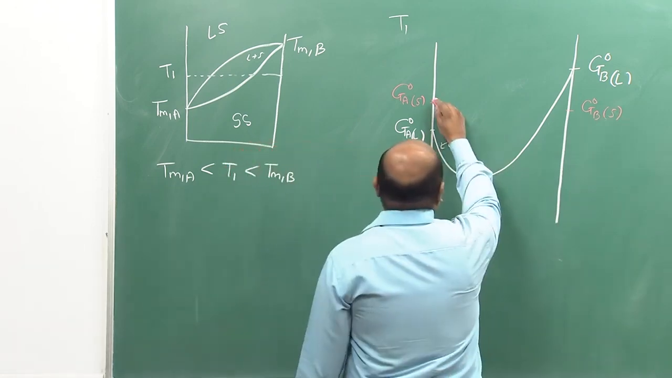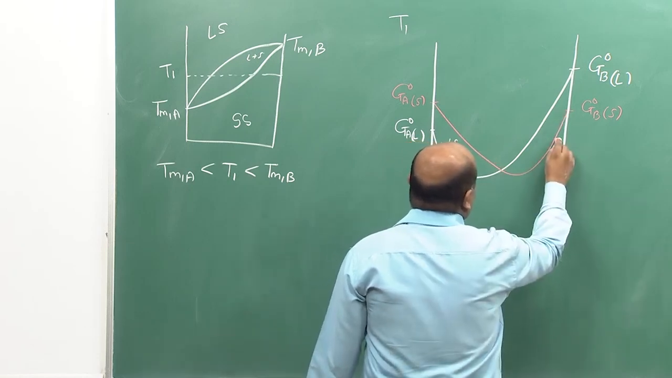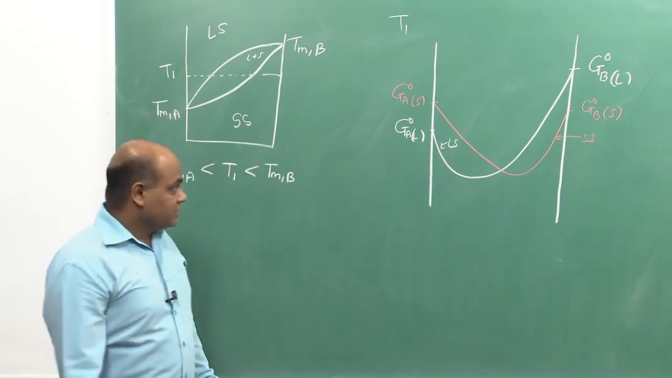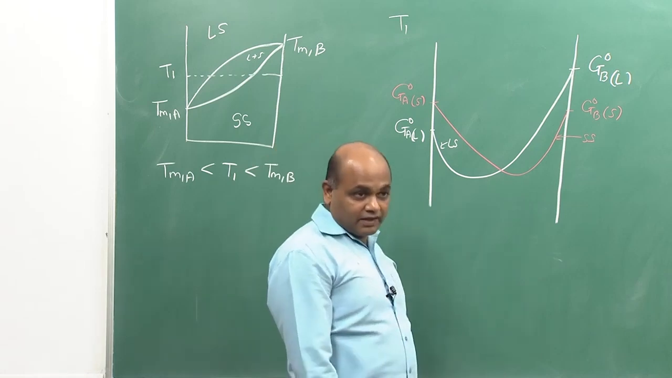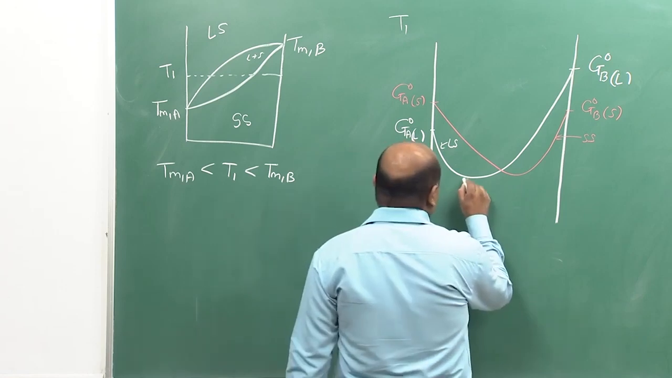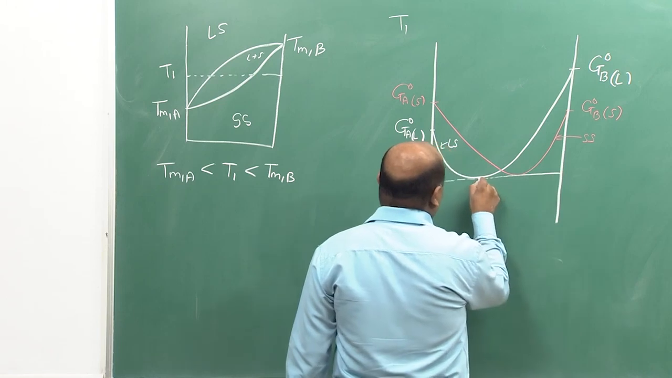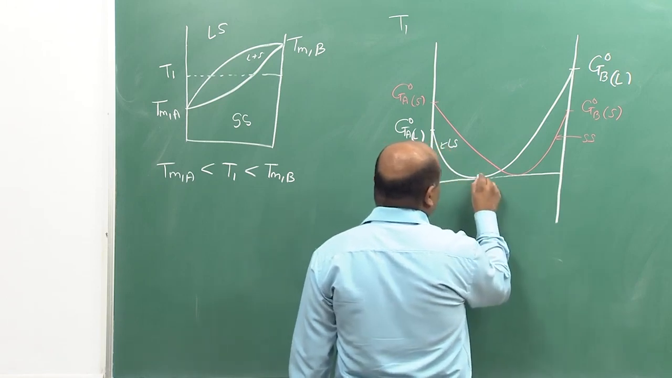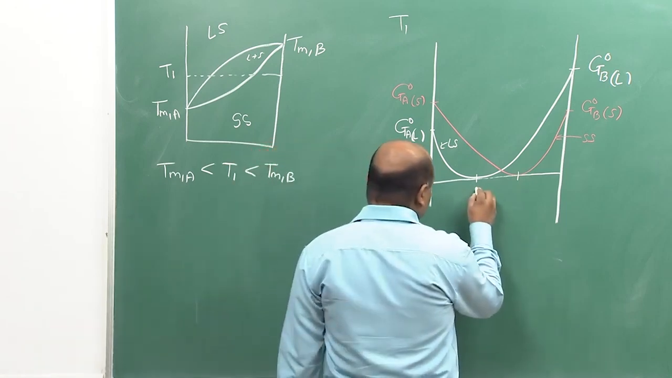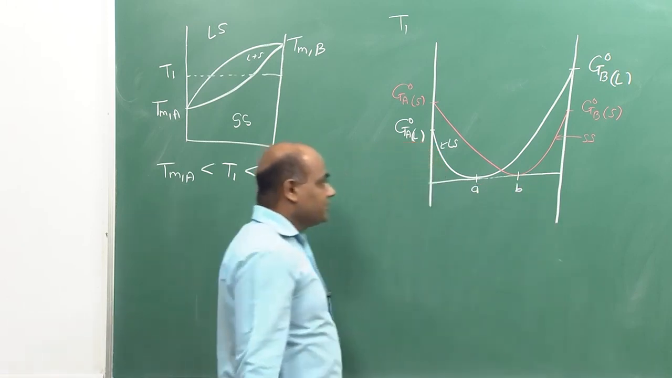And then we can draw a curve for the solid solution. This is for the solid solution. You see they are intersecting at some point. And we can draw a common tangent to both of them. So, this is the tangent which is common to both the curves. Let us mark the touching points of the common tangent to the liquid solution and solid solution as A and B.